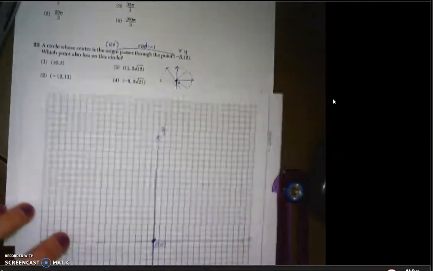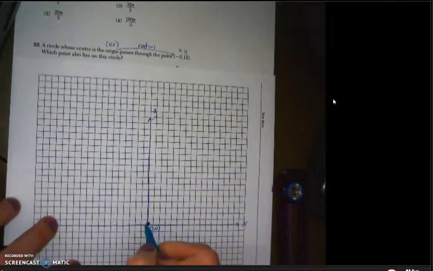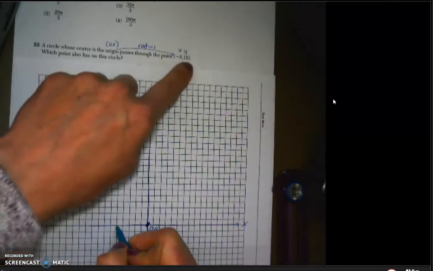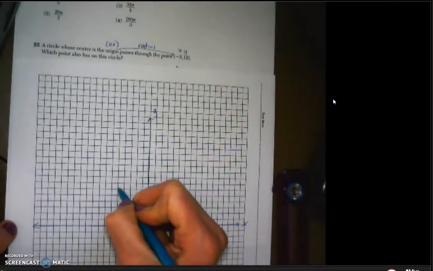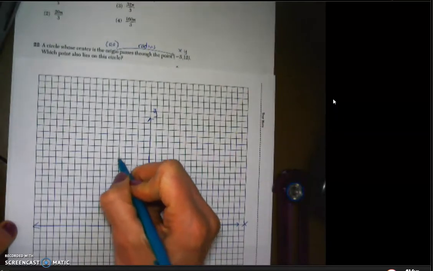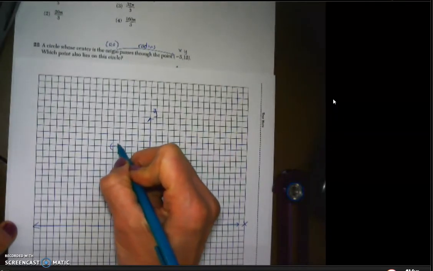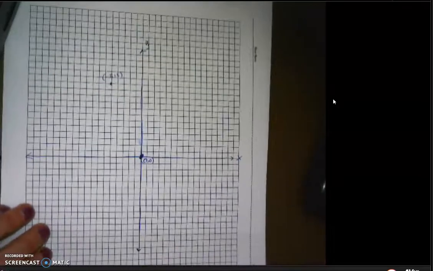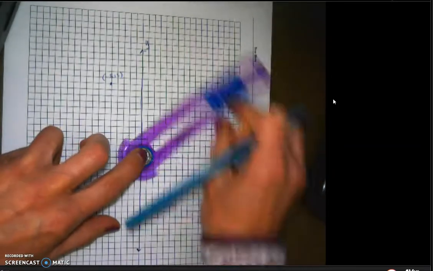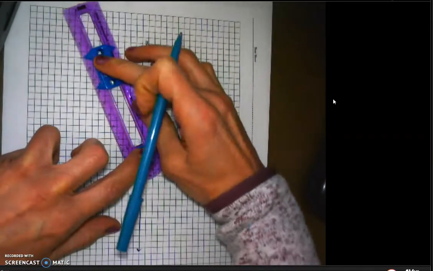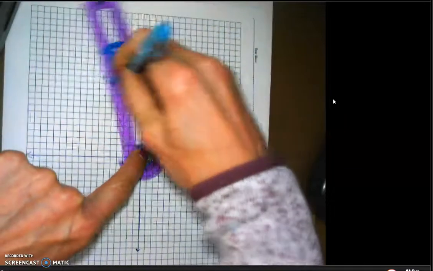Then there's this point at -5, 12. So from the origin, I go -5 on the x-axis, so 1, 2, 3, 4, 5, and then +12 on the y: 1, 2, 3, 4, 5, 6, 7, 8, 9, 10, 11, 12. So here's the point -5, 12. Then I'm going to take my compass, which will be supplied for you when you're sitting on the Regents. I'm going to open up my radius to this point here, and then I'm going to draw a circle.